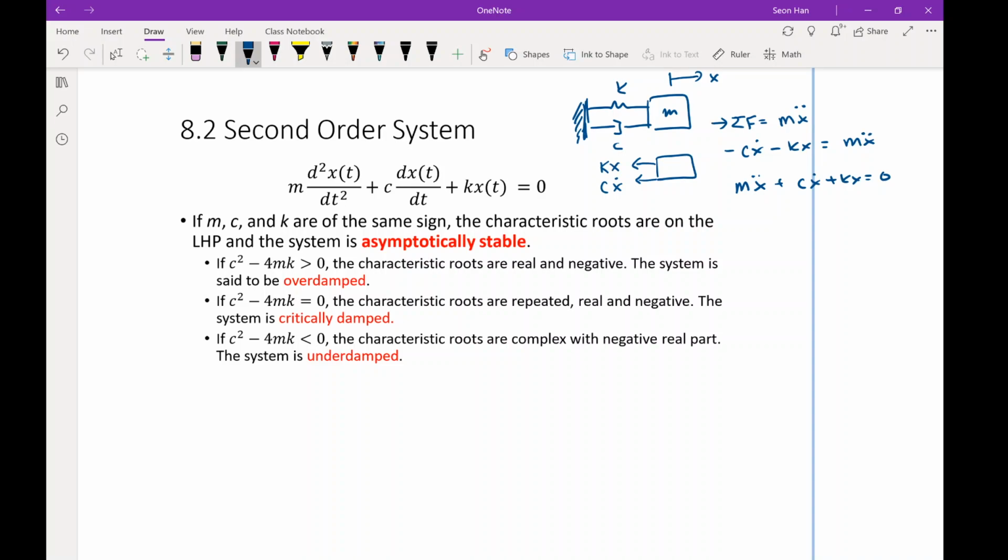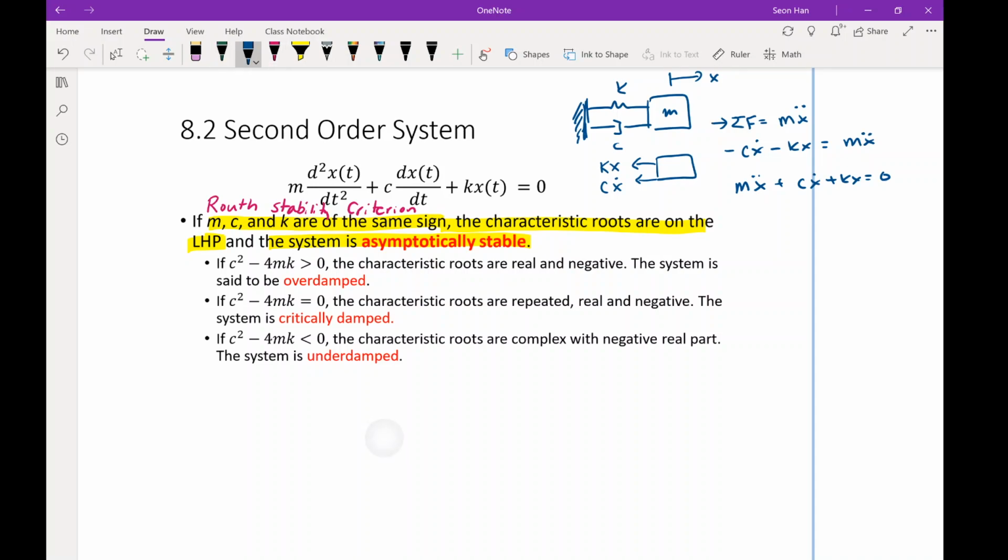Depending on the values of M, C, K, you can have many different kinds of roots. But you know one thing for sure: you'll have exactly 2 roots. If M, C, K are of the same sign, the characteristic roots are on the left-hand side, and the system is asymptotically stable. In chapter 2, what did I say this was? This was a statement of the Routh stability criterion, but not the whole thing. The actual Routh stability criterion applies to higher order polynomials.